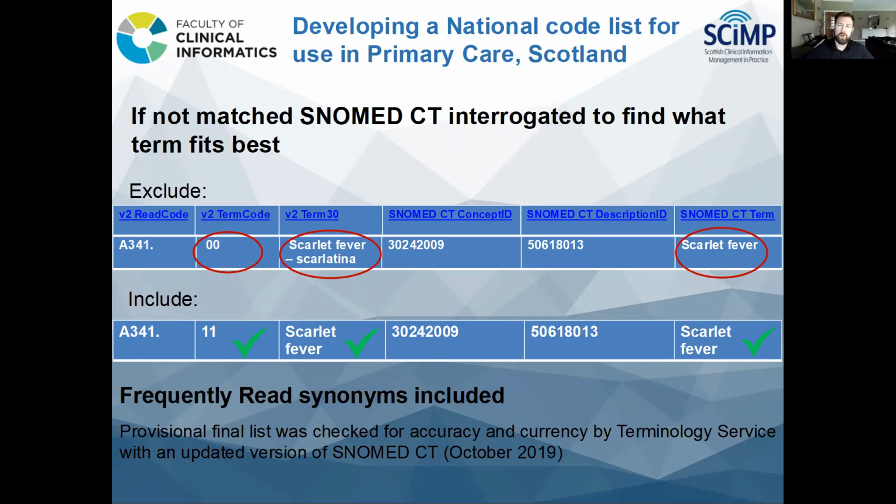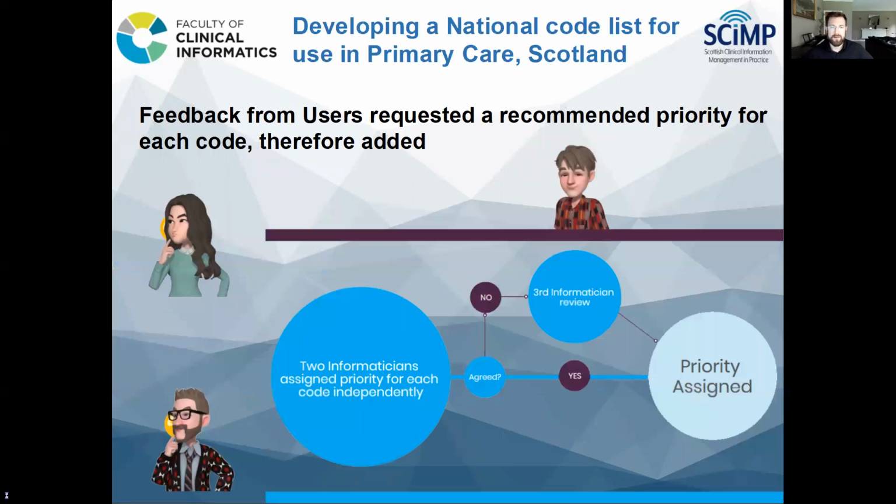If not matched, like this example, we would then interrogate SNOMED CT and find the best match there is to read. So frequently we included read synonyms. The code list was then checked for accuracy and currency by NSS terminology services. We then sent this to users who fed back that they would like a suggested priority for these codes.